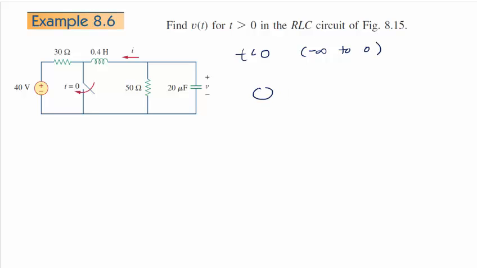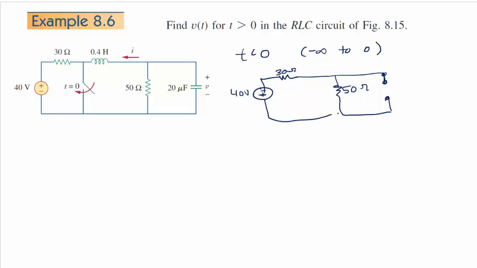we have a circuit that looks like this, with a 40 volt source, and we have 30 ohms here, sorry. The inductor is a short. The switch is open, so nothing is happening right here. And we have this 50 ohm resistor right here. The capacitor is an open right now because infinite time has gone by, which means no current is flowing in there. That's what the circuit looks like before you close the switch and make things happen.